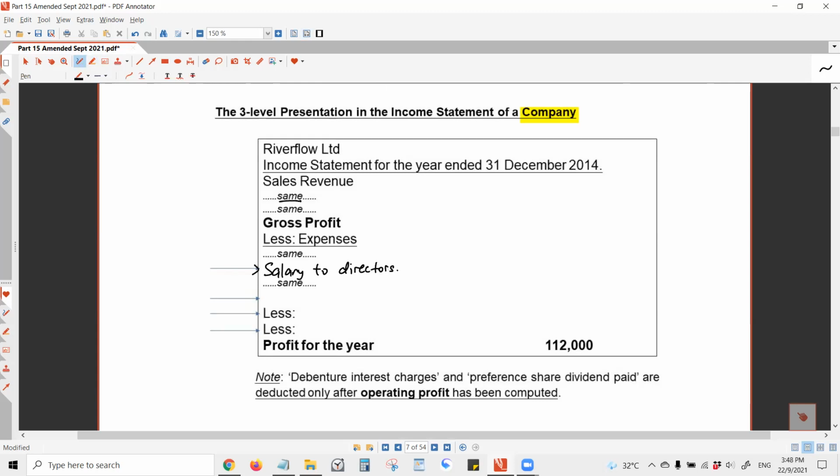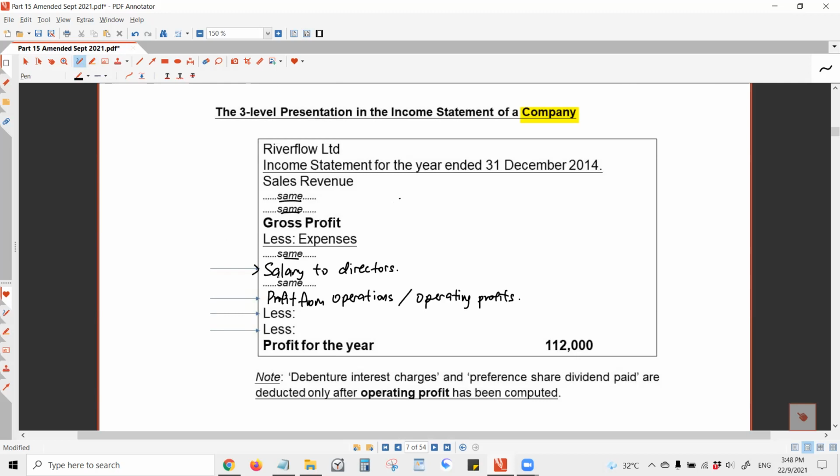And all the words same here mean you do it the same way as you usually do these parts. Okay, and then here you write profit from operations. Only for a company's income statement you will have this line of profit from operations. It is also known as operating profits.